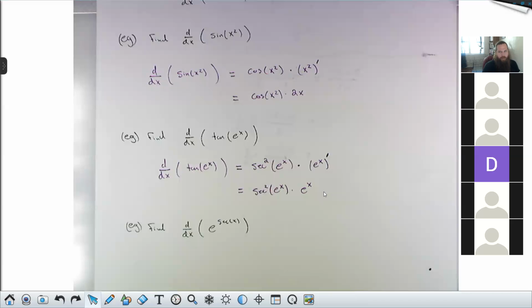What's the inner function in this last example? Secant x. So e to the secant x is the whole thing, right? So the inner function here is just the secant x. Think of this as like e to the x, but instead of x, you've got secant of x. So my outer function here is the exponential.